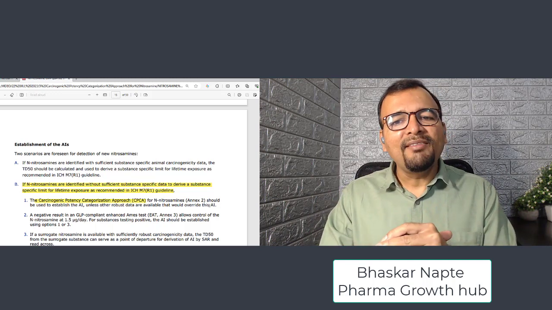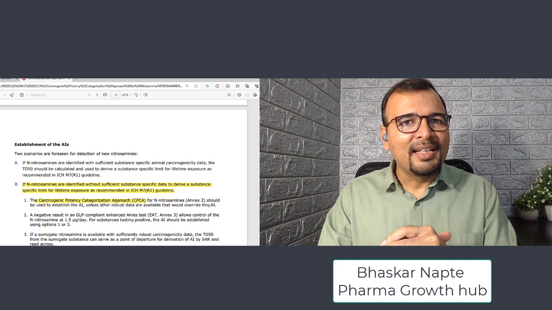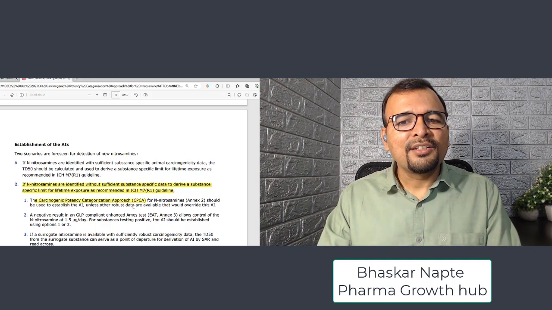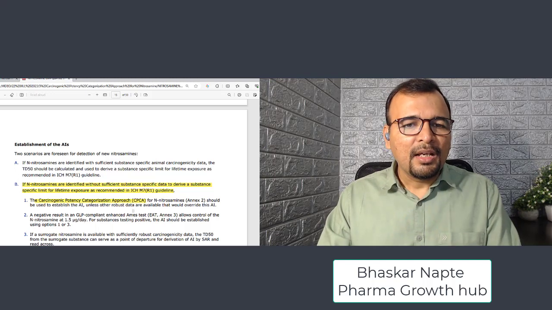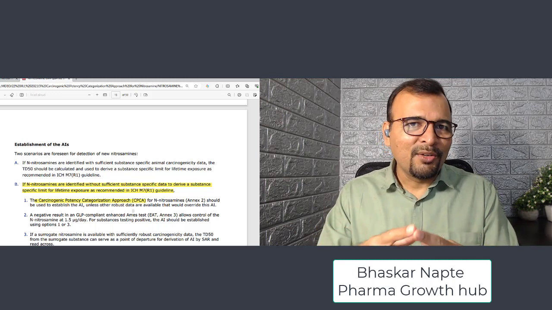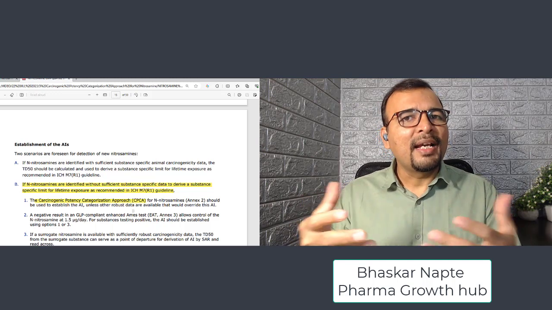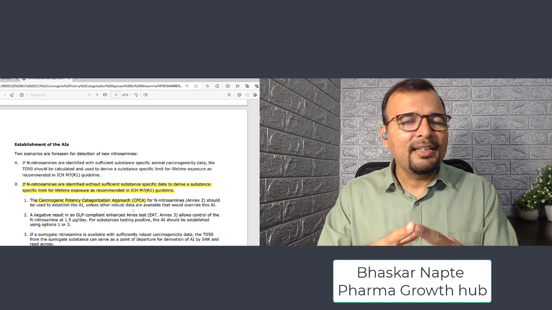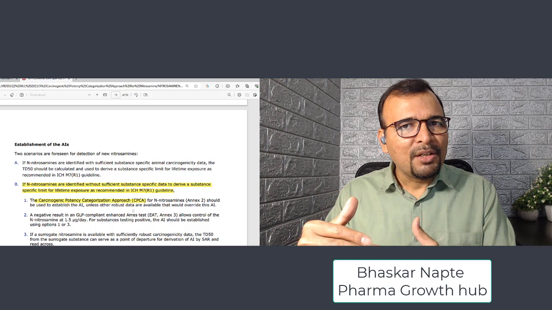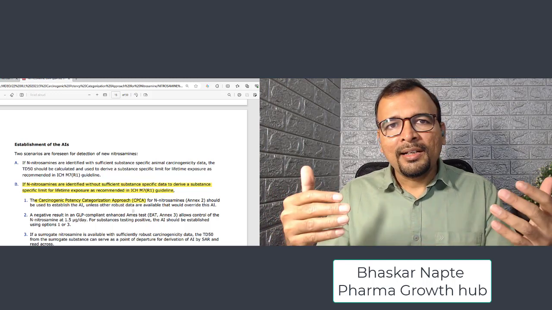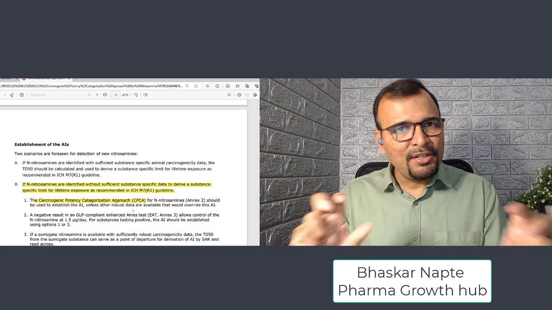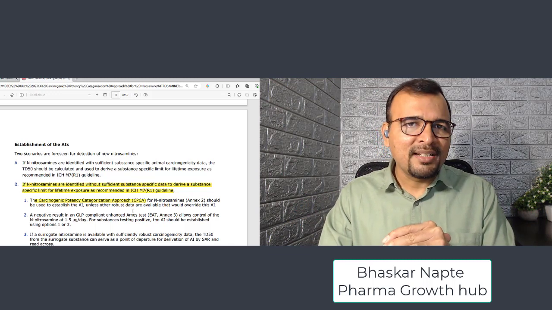But in case you do not have this carcinogenic database, in that situation, the second approach can be used, that is the carcinogenic potency categorization approach, or CPCA. Now, this approach is not very new to the industry and even to the regulators. The same kind of approach has been used by regulators to define the acceptable intake of carcinogenic compounds or nitrosamines, which is called the SAR, or structure activity relationship approach, or a read across approach. You will find a mention of such an approach in the EMA's nitrosamines guideline.